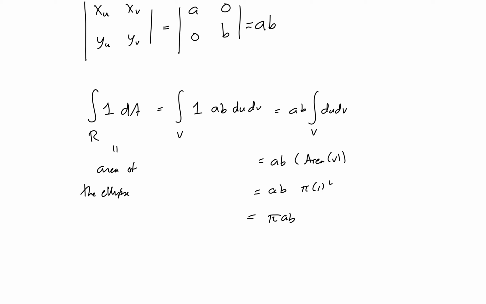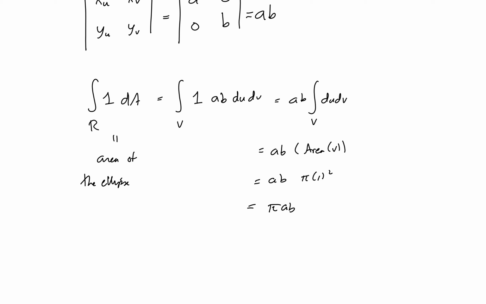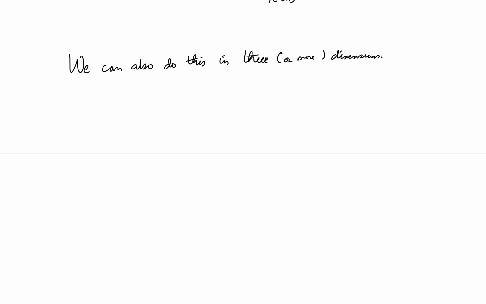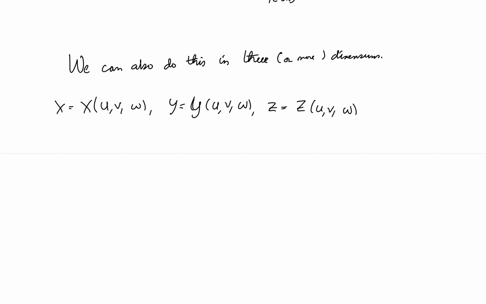Now we can also use this change of coordinates to recover our spherical coordinates. It's just a little messier, but let's go ahead and do that. So we can also do this in 3 or more dimensions. So we're just going to focus on 3, but you'll be able to kind of guess how it would work in more. So in this case, let's say x is equal to x of UVW, y is equal to y of UVW, and z is equal to z of UVW.